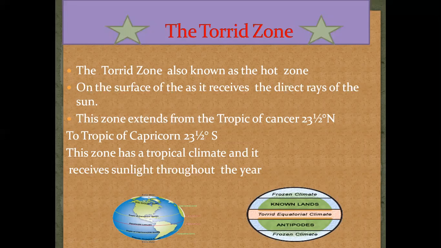Which zone will we call the hot zone? The torrid zone. How many degrees does it extend? It extends from the Tropic of Cancer, 23.5 north, to the Tropic of Capricorn, 23.5 south. So it is a tropical climate, the typical climate of the torrid zone. It is a very hot zone.